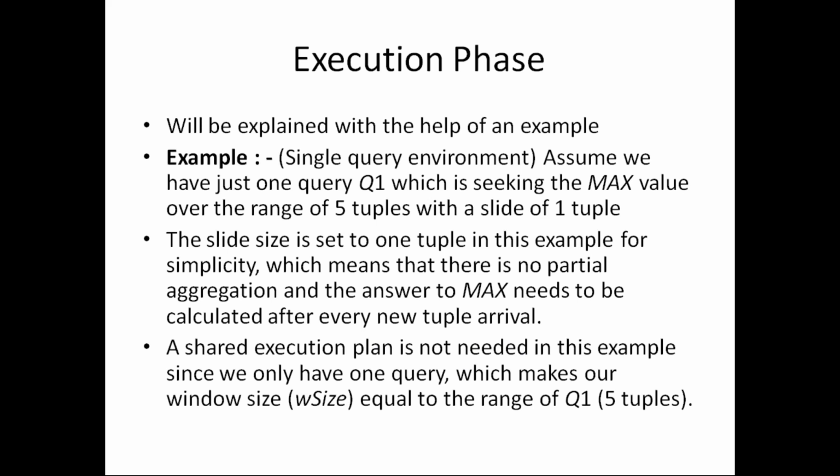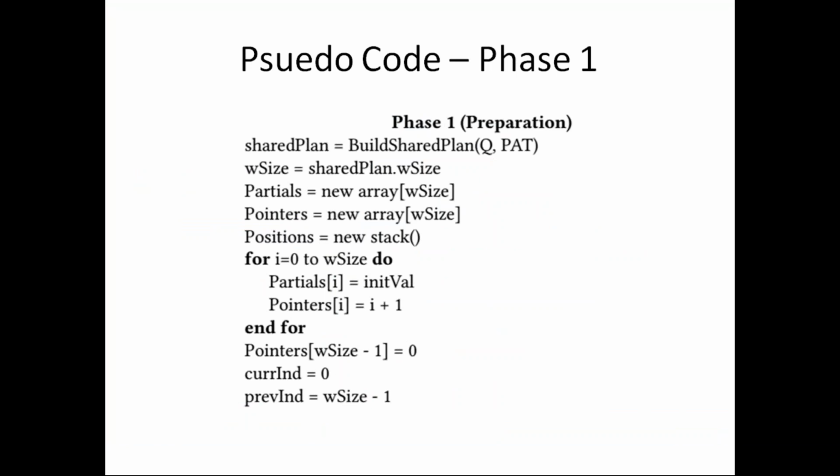Which makes our window size equal to range, that is 5. Composite window, composite slide, we talked about that. This is 5 tuples, because the data should be of 5 tuples, computing every single tuple. Exactly. Now we'll go to the pseudocode quickly.